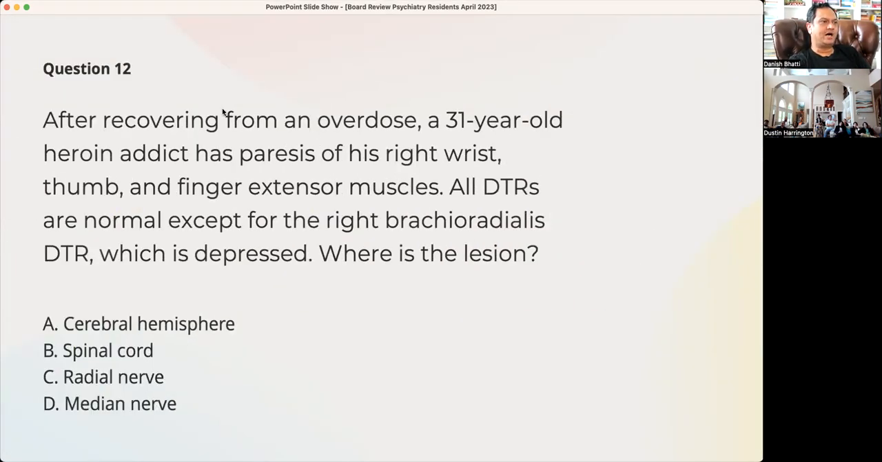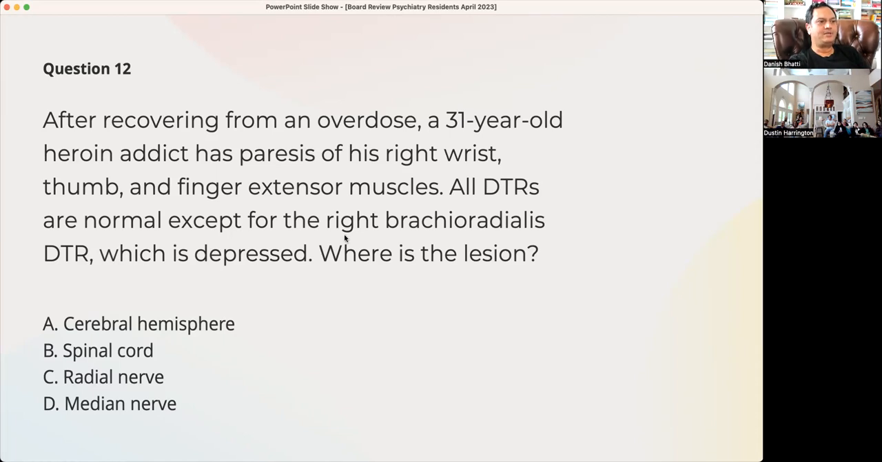Question 12. After recovering from an overdose, a 31-year-old heroin addict has paresis of his right wrist. Paresis is weakness, partial weakness. Right wrist, thumb, and finger extensor muscles. Very peculiar weakness. So it's a wrist weakness, the wrist drop, thumb weakness, and finger extensor muscle weakness. So it's a kind of a dropped hand.